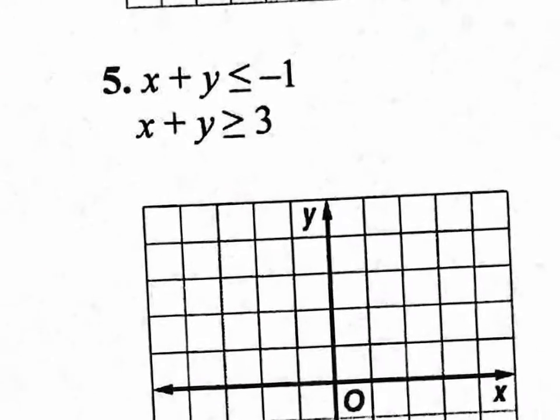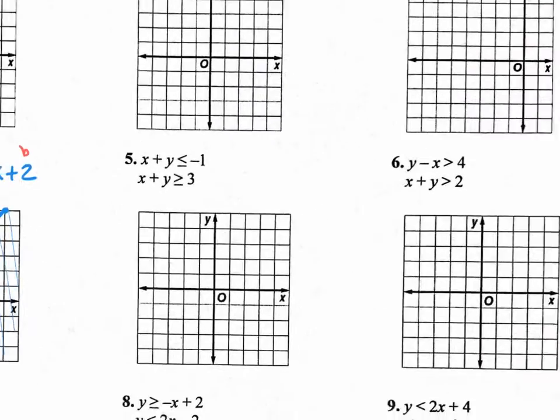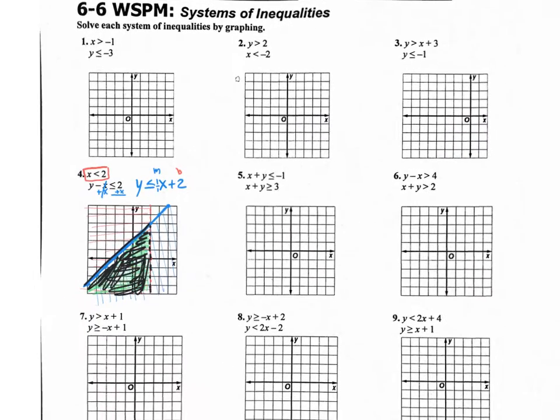These guys, you're going to have to change them into slope-intercept form. They're in standard form. Subtract x, subtract x, subtract x, subtract x, rewrite it, then graph them. Decide if they're solid or dotted. They're both solid. Shade them. Really shade in the overlap piece. So is there any other one you'd like to see, or should I just give you time to work?